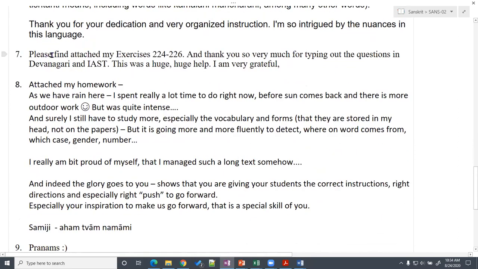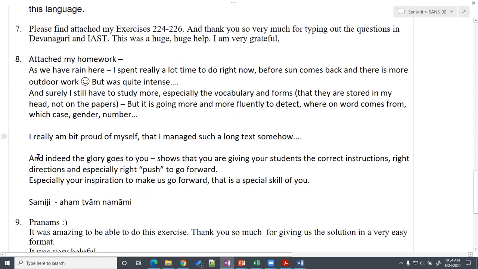So there is a comment here. Please find attached my exercise. I thank you so much for typing out the questions in Devanagari and IST. This was a huge help. So thank you so much. As I said, all this credit goes to Swami Tapasyananji. He is putting a lot of hard work to make sure that exercises are in place in the format that they are in, along with the solutions.